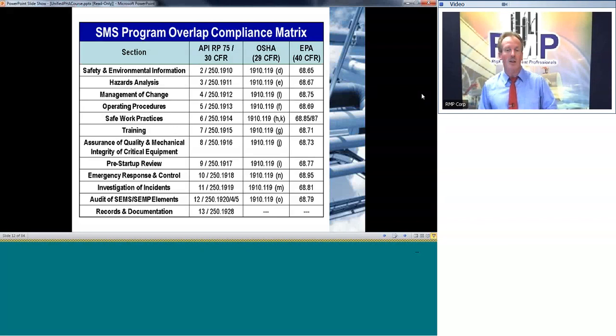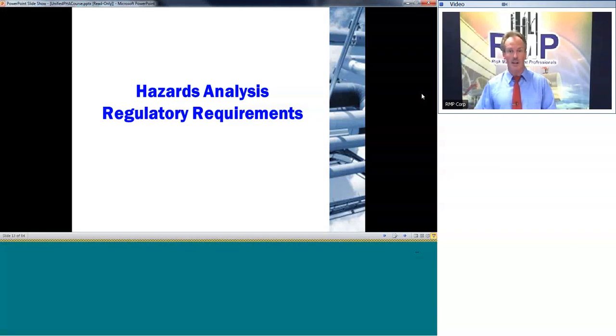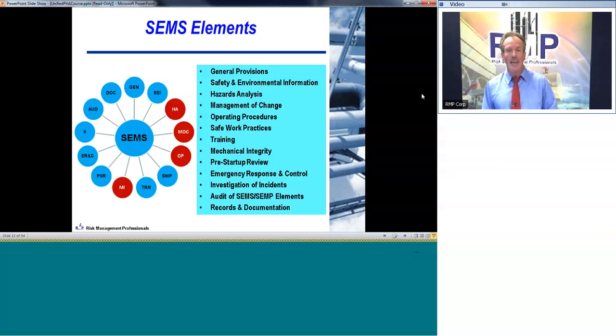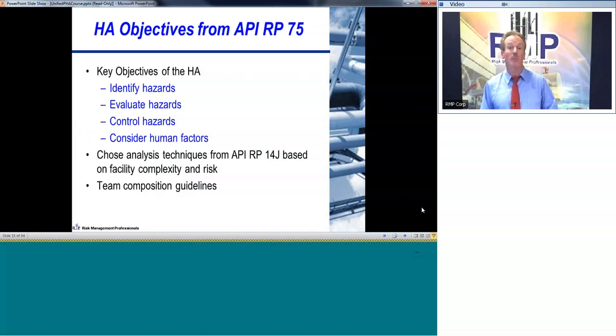So let's talk about some of the regulatory requirements for hazards analysis. I went over the key elements for SEMS. Again, one of the key elements and one of the most important ones that we're going to focus on today are hazards analysis. It's those requirements, how to address them, and how to address them effectively, that's the focus of our topic. So let's look at the key objectives of hazards analysis from its origin for offshore for the United States, which is Recommended Practice 75.